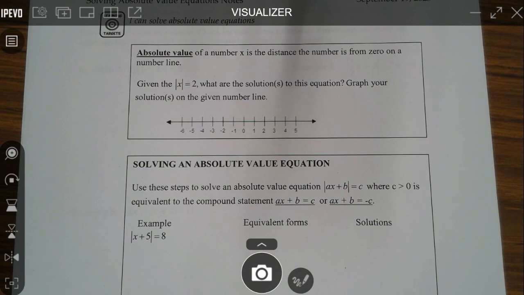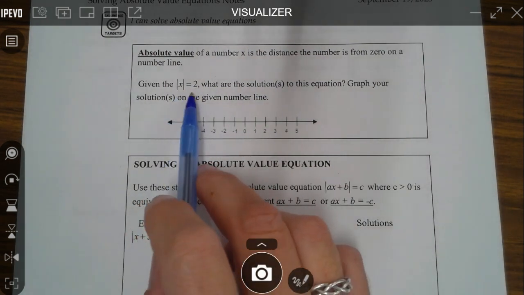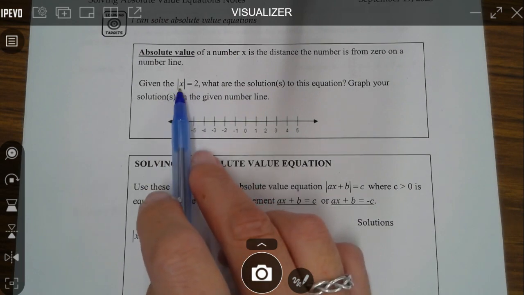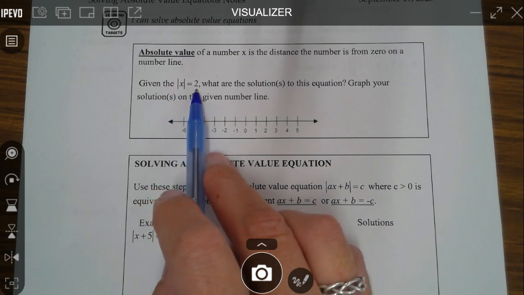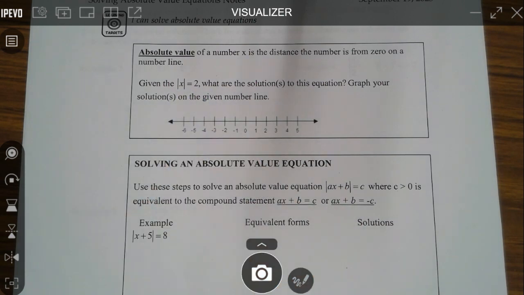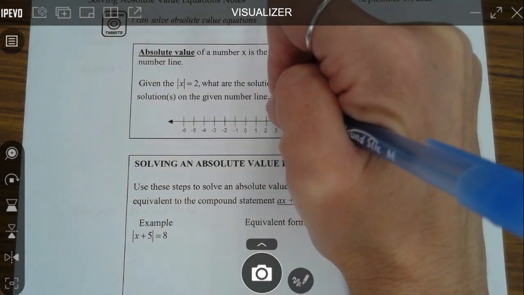So remember that the absolute value of a number is the distance away the number is from 0 on a number line. So if I gave you just a really simple absolute value equation here, we want to know what values of x are going to make this statement true. The absolute value of what is going to give me a positive 2? And for this, there are actually 2 possible solutions.